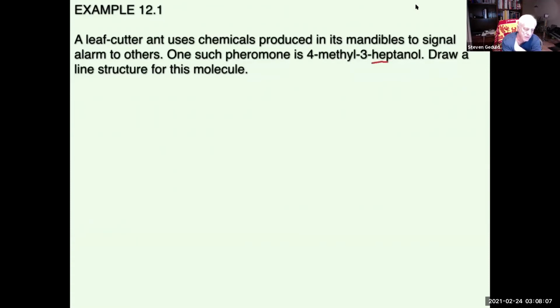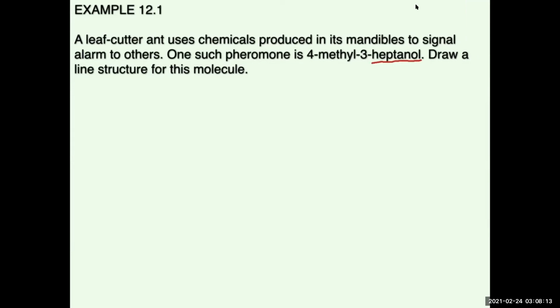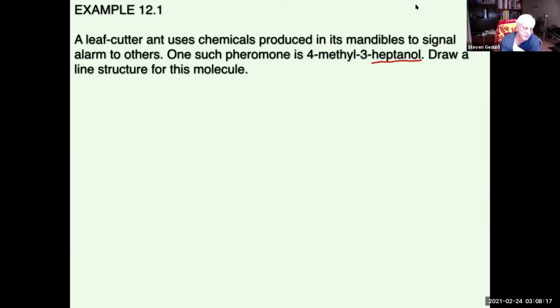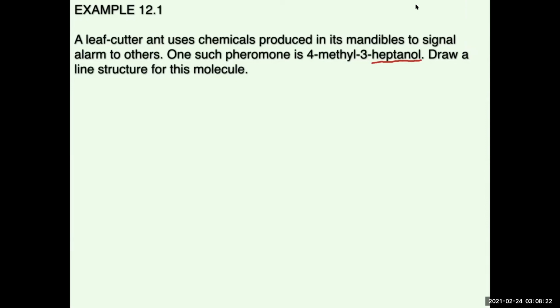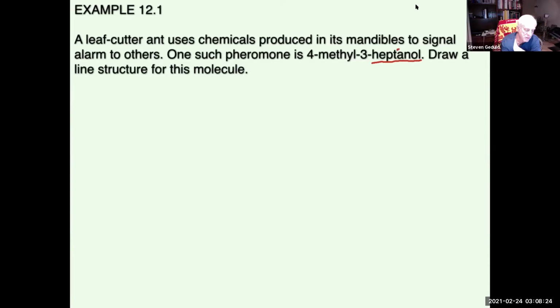So heptanol. Heptanol is how many carbons? 7 carbons. Are there double or triple bonds in it? No, because it's AN. The AN means all single bonds, and the OL is alcohol. So let's draw a line for 7 carbons. 1, 2, 3, 4, 5, 6, 7 carbons.